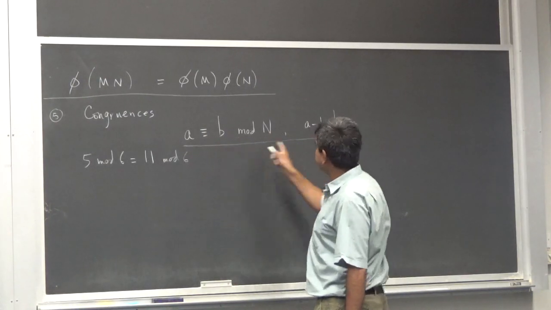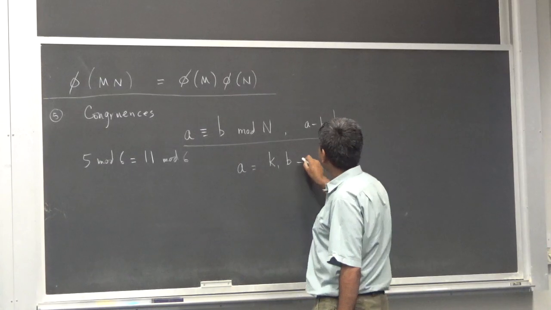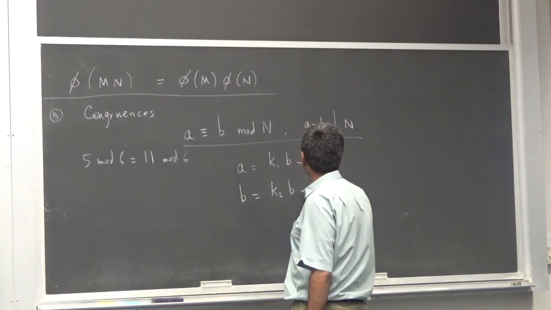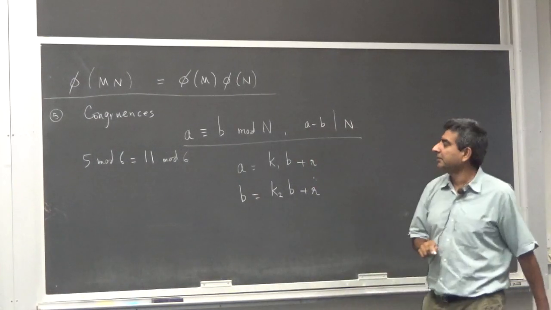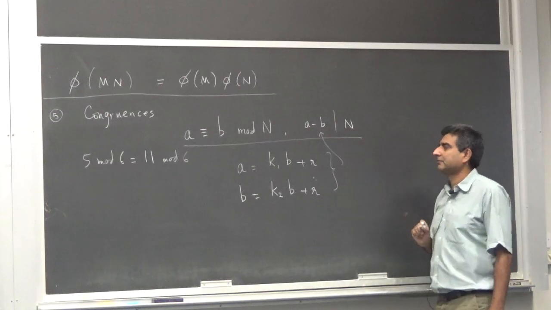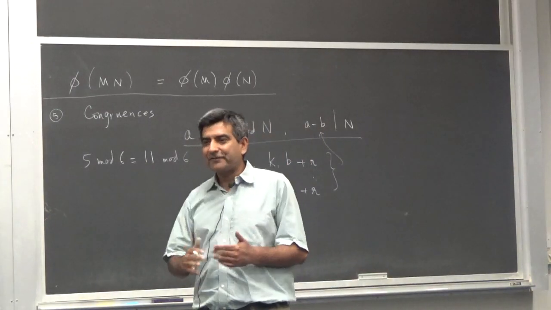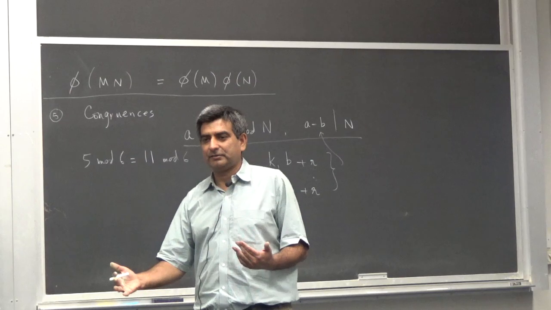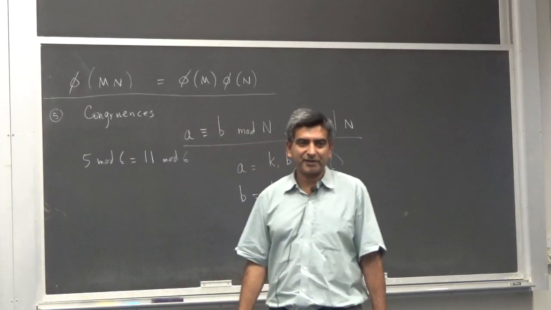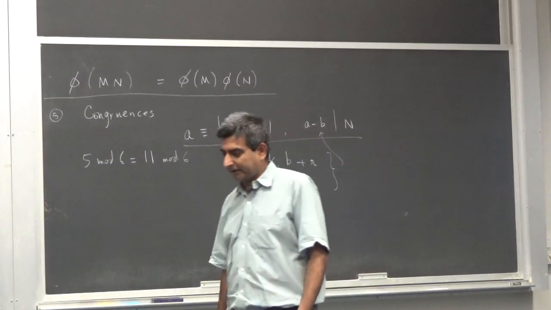In other words, this result can also be written as a equals some integer k1 times n plus r, and b equals some integer k2 times n plus r, where the two remainders are identical. So this is the same as what I've written over here. In modular 10 arithmetic, 7 is the same as 17, same as 27, same as 37. And we see many examples of this when we're discussing Shor's factoring. So this is the idea of congruency in modular arithmetic.